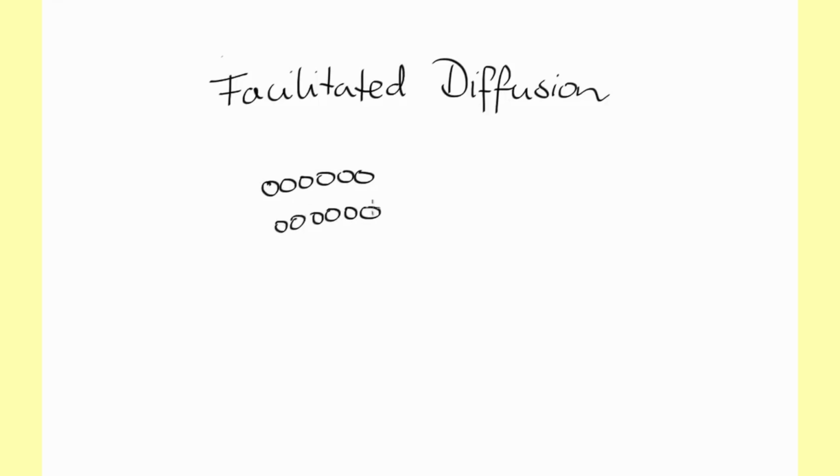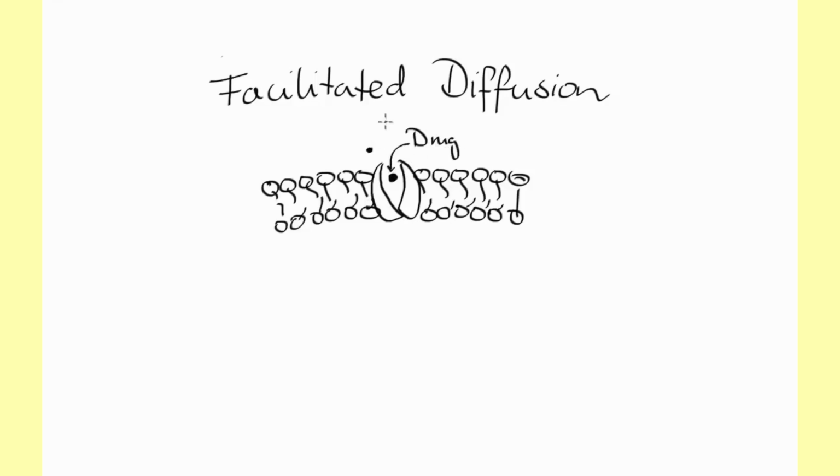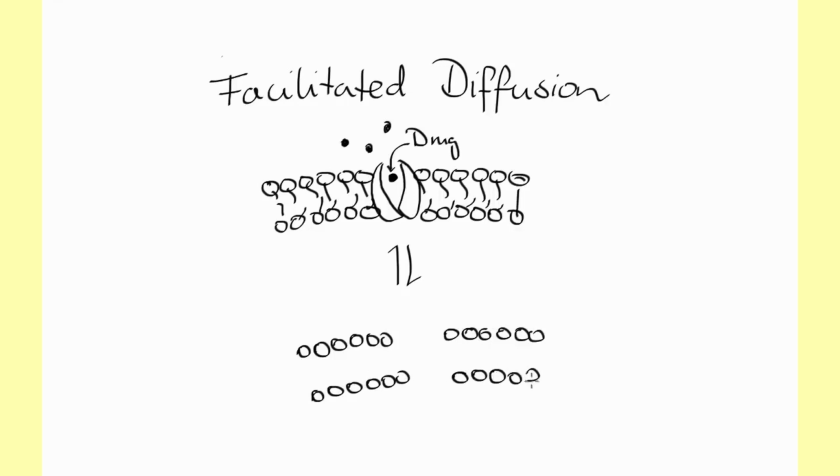So now let's move on to facilitated diffusion. Other drugs, especially larger molecules, will pass with the help of carrier proteins. Just like in passive diffusion, they also move from an area of high concentration to an area of low concentration. The only difference is that they actually need a little bit of help from the carrier proteins that are in the membrane. Let's move on to active transport.